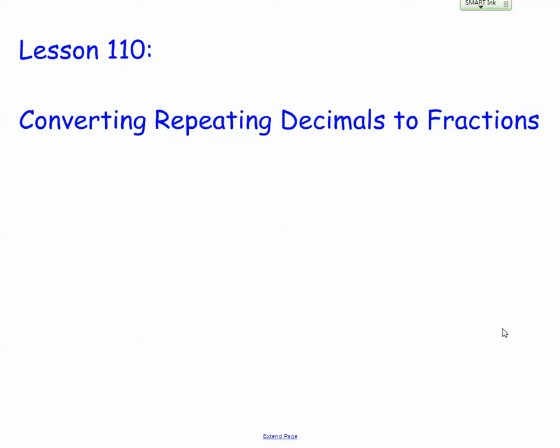0.2 repeating is, I'm sorry, 0.2 repeating is 2/9. 0.4 repeating is 4/9, and so on. So I'm going to show you why that is today, and we'll do some tougher, more uncommon ones as well.